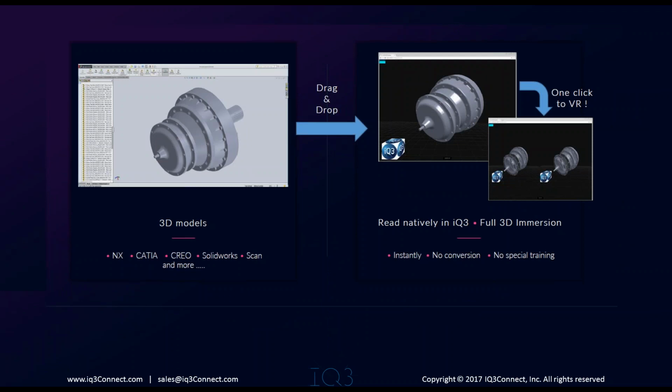So what we do is we call this simple drag and drop. You take your data, you drag it and you drop it into the IQ3 software, and then that server in the back end will take care of everything else. And when it's ready to be rendered, it'll show up on your screen as a rendered data set. Drag and drop, as simple as it can get.